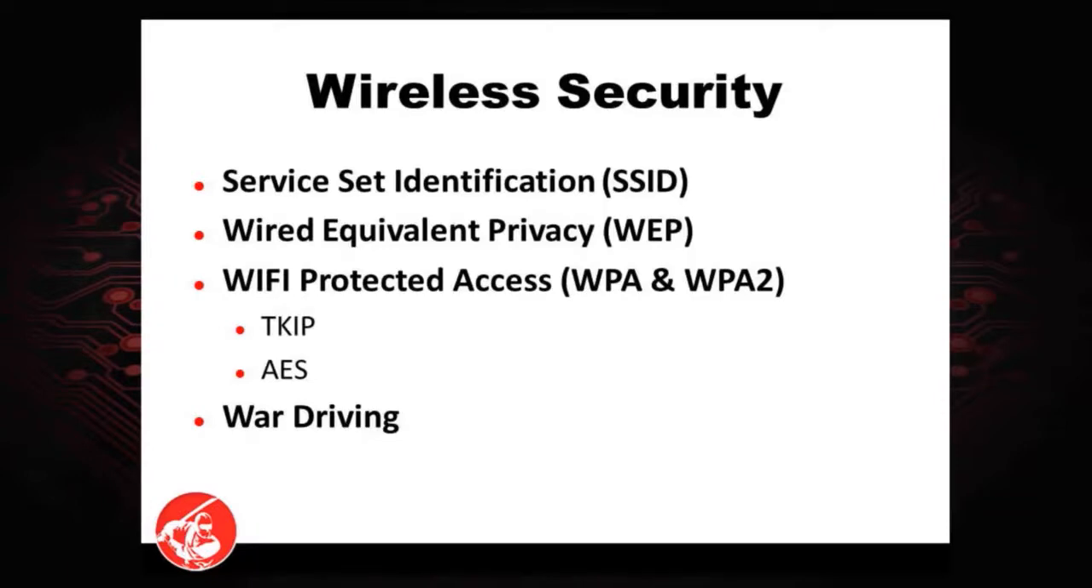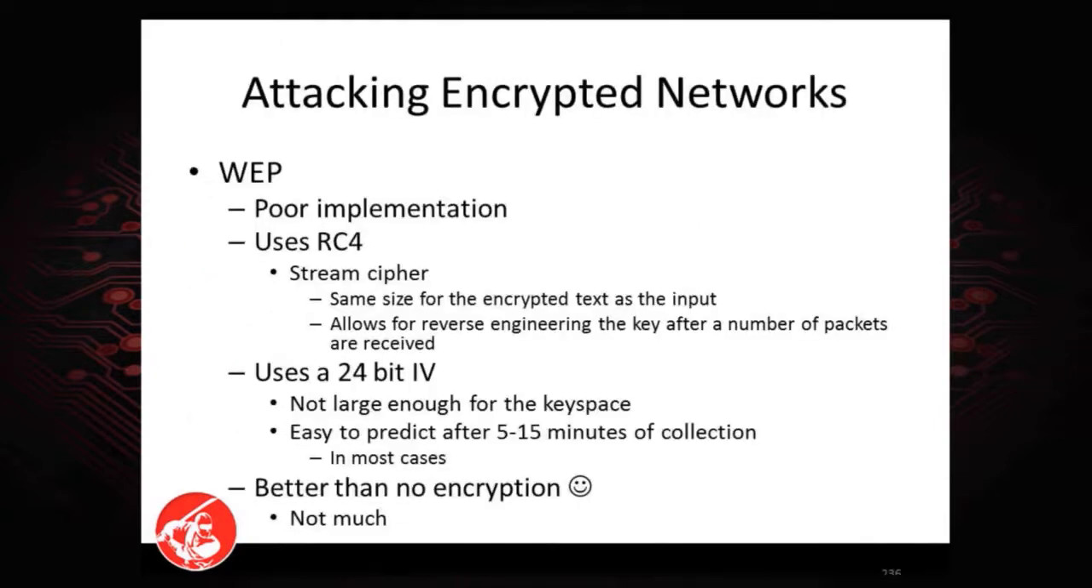So wireless security, we have the SSID, the server set identifier, the wired equivalent privacy, WEP, a lot of you heard of WEP probably, Wi-Fi protected access, WPA, WPA, TKIP, temporal key integrity protocol, and AES, the advanced encryption standard, and we have war driving. So what we want to do is we want to go around using these different techniques to intercept the wireless signals. So WEP is a perfect example of why radio engineers should not be selecting cryptographic protocols.